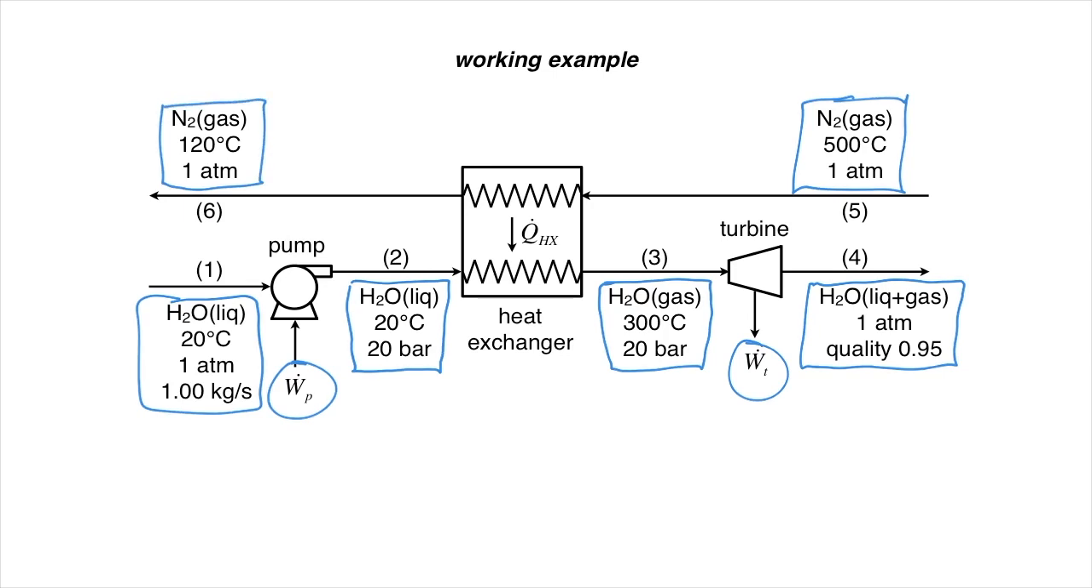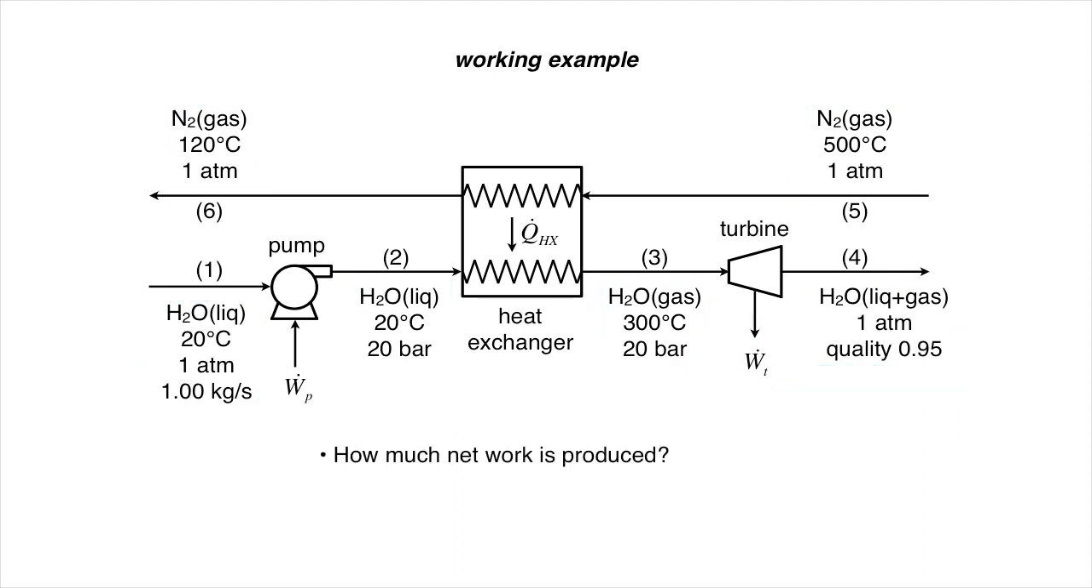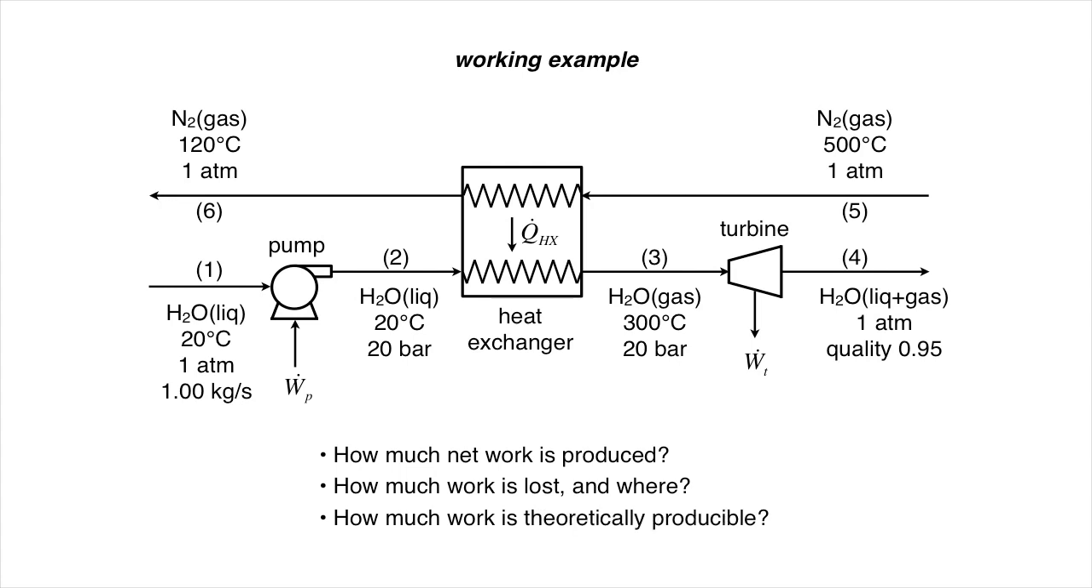We'd like to know three things. How much power does this process produce? How much work is lost by entropy generation in the various units? And, as a basis of comparison, how much work is theoretically achievable from these process inputs?